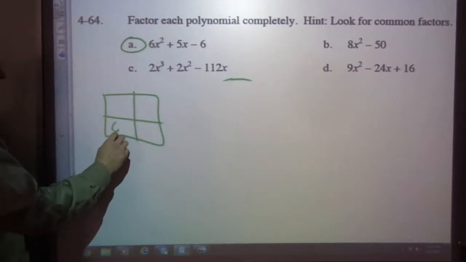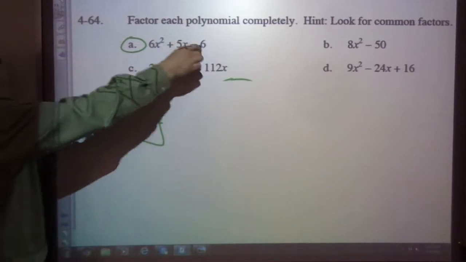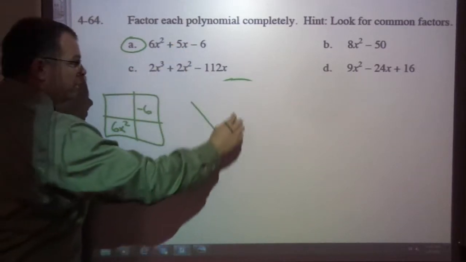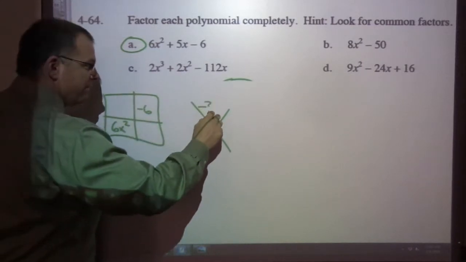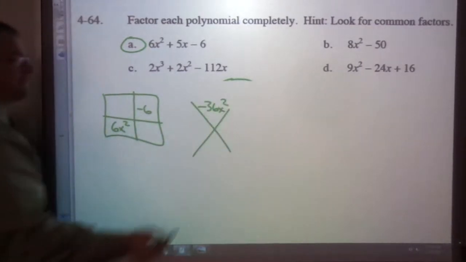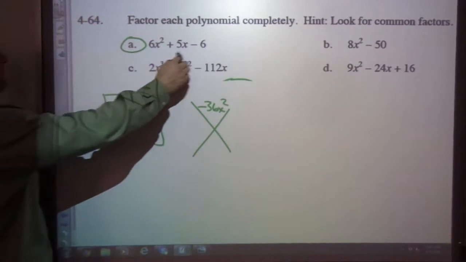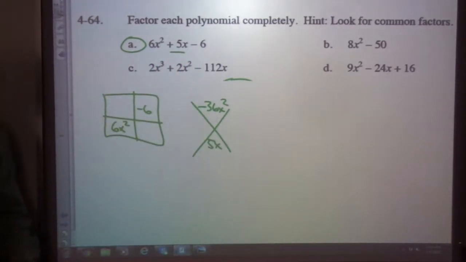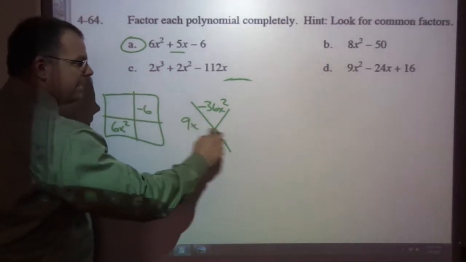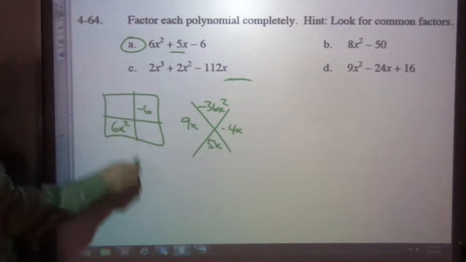This one comes down here in the area model at the bottom, and -6 goes here. We are looking for things that multiply to be first times the last, that multiply to be -36x squared, that also add up to be the middle. Can anybody in the class think of the factors that multiply to be -36 and add to be +5? 9 and 4, good. 9x, -4x. Those go here.